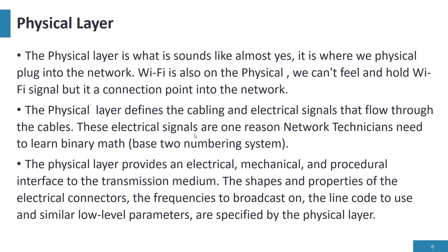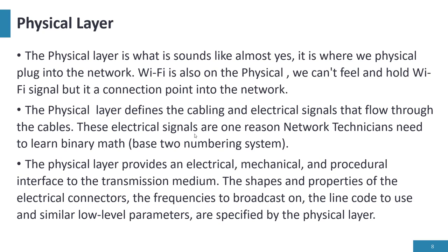The physical layer is almost exactly what it sounds like: it is where we physically plug our devices into the network. Wi-Fi is also on the physical network. We can't feel and hold a Wi-Fi signal, but it is a connection point into the network. So Wi-Fi actually works on the data link and physical layers of the TCP/IP model. The physical layer defines the cabling and electrical signals that flow through the cables.